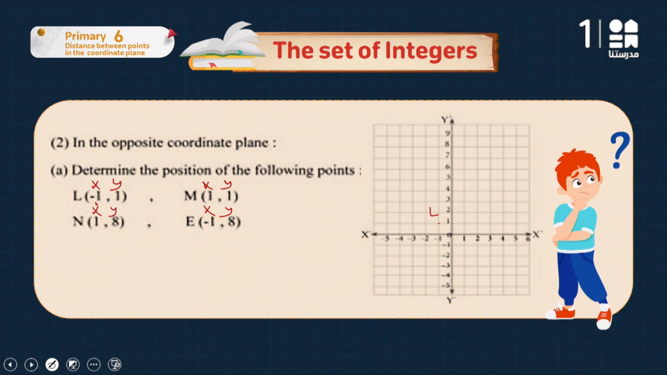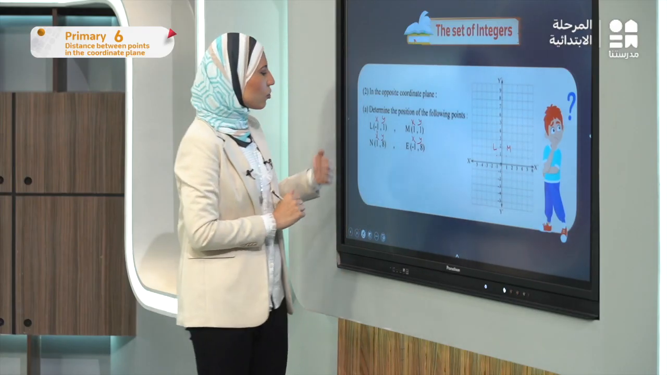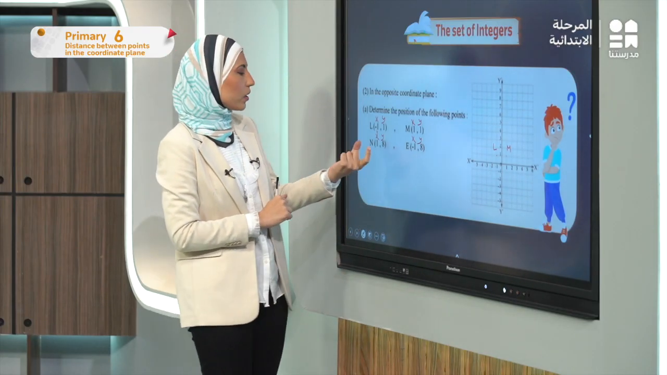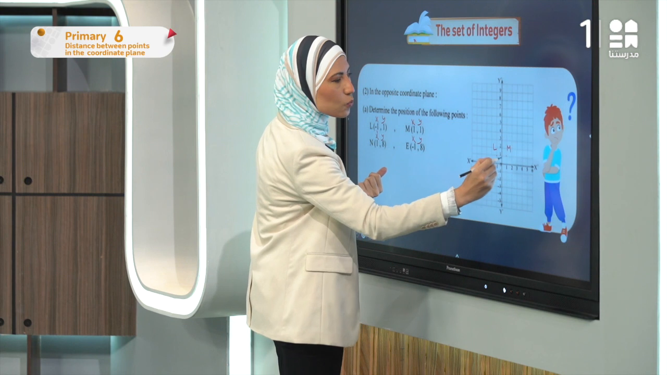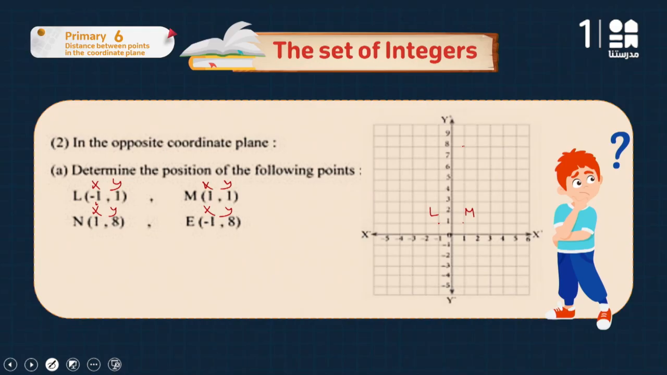Let's draw the next point, M. I have 1 and 1. So 1 on the X and go up to 1. So I will put this M. Okay, let's draw the next one, N. I will start from the X axis at 1 and go up to 8. Here is 1 and 8, so this is the N point. Okay, the last point I have is point E, negative 1 and 8. Negative 1 on the x-axis, I will go to negative 1 and go up to 8. So here I will put the E.